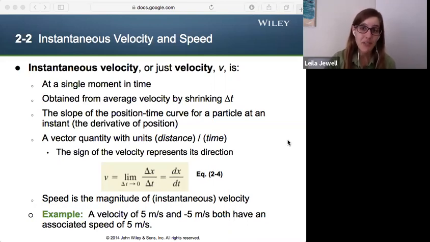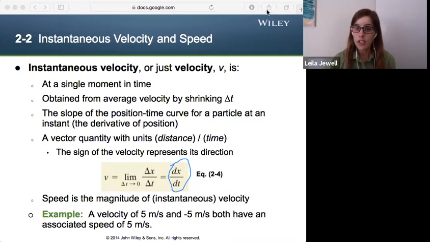Anyways, velocity is a vector quantity with the same units as average velocity, distance over time, or meters per second. That's our SI unit for it. And the sign of the velocity will represent its direction, because we remember vector quantities need to have a direction. So the sign of the velocity does matter here. So we can write our velocity as the limit as the time interval of the average velocity goes down to 0. Or more succinctly, we can write it as dx/dt, the first derivative of position with respect to time. That's the way I like to write it.